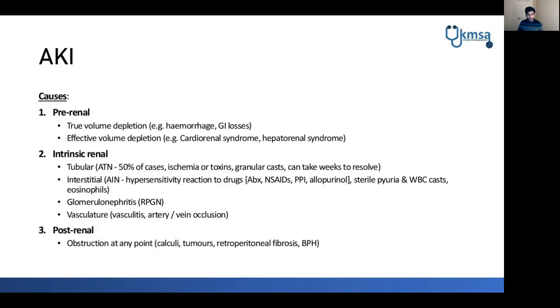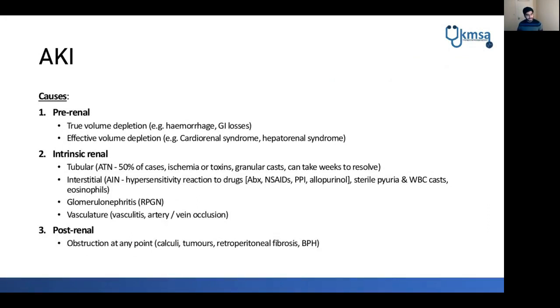Then you have interstitial causes of intrinsic renal. So what we're talking about here is acute interstitial nephritis. So this is a hypersensitivity reaction almost always to drugs. Rarely it can be due to infections. But the common culprits are antibiotics, NSAIDs, PPIs, allopurinol. What you get here is you get white cells in the urine in the absence of an infection because this is a hypersensitivity reaction. And you get these classic white blood cell casts, which are only seen in interstitial nephritis or pyelonephritis if there is an infection going on. You also see eosinophils in the urine. Other causes include RPGN, we'll get onto that later, and then vascular issues as well.